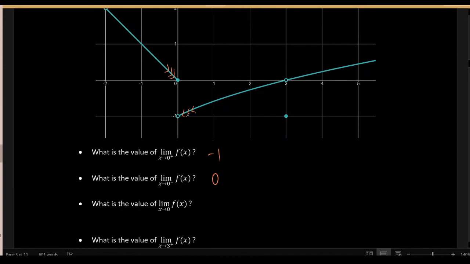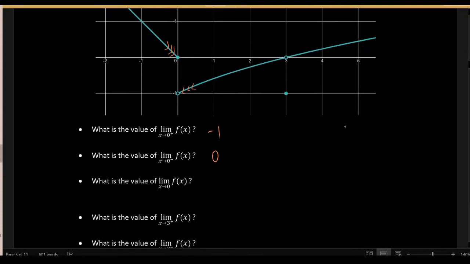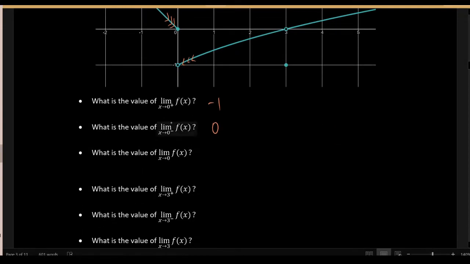So in this case, depending on our direction of approach, depending on whether we approach 0 from the left or from the right, we got two very different y values in the approach. Because these one-sided limits are not in agreement, the two-sided limit doesn't exist. It's not a thing.